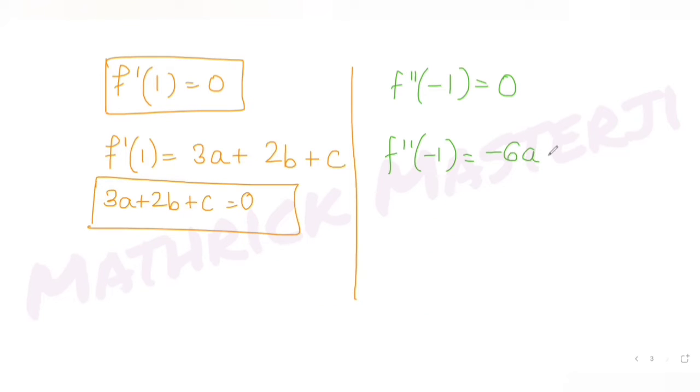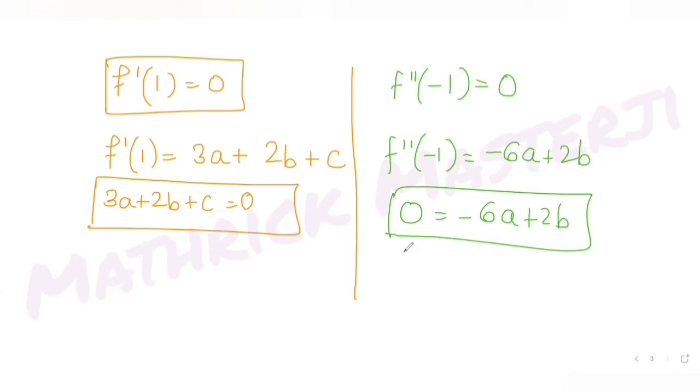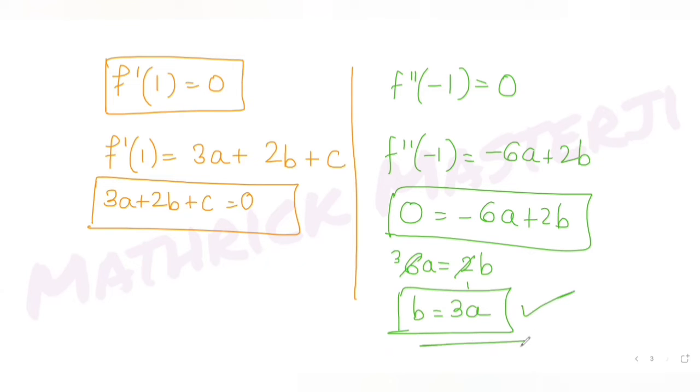So minus 6a plus 2b, and that is equal to 0. So I have minus 6a plus 2b equals 0. From here, I have 6a equals 2b. And from here, I can just divide by 2 on both sides. So I get b equals 3a. So I have b in terms of a.